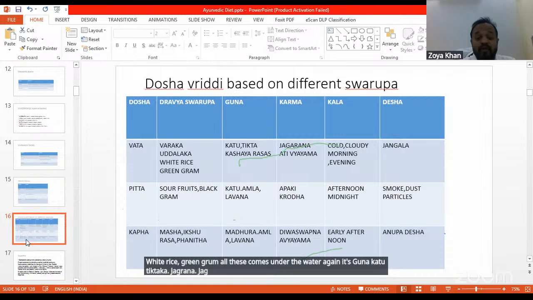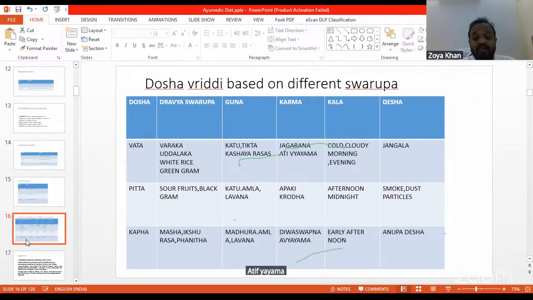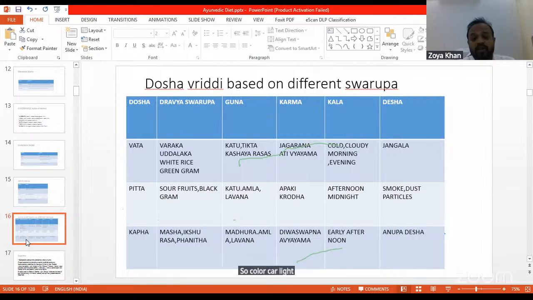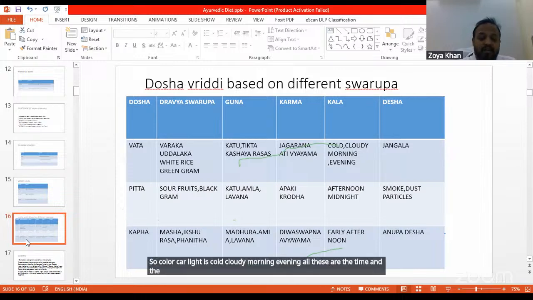Jagrana means being awake. Ati Vyayama, that is excessive exercise, performing any kind of excessive exercise, aggravates the Vata doshas. Kala, it is cold, cloudy, morning, evening. All these are the times in a day when it gets aggravated. Then Desha, which is Jangala desha, dry, arid, the desert area, where this dosha, Vata, gets aggravated.